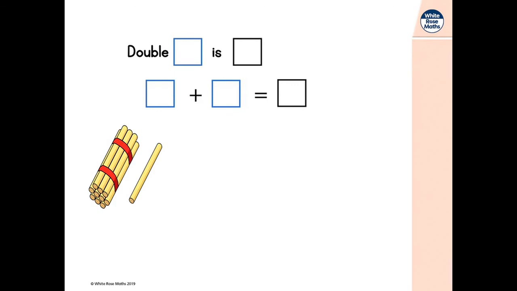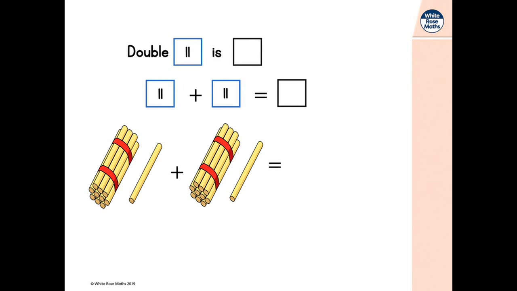Okay, are you ready for a challenge? Here's how many straws I have. That's a lot of straws. Do you remember how many are in a bundle? 10. Yes. So how many straws do I have altogether? I have 11. Are you ready to double 11? If I'm doubling 11, it's the same as thinking 11 plus 11. So let's show that with our straws.